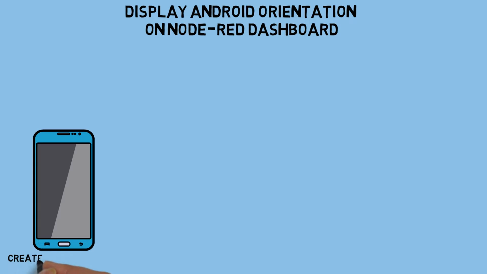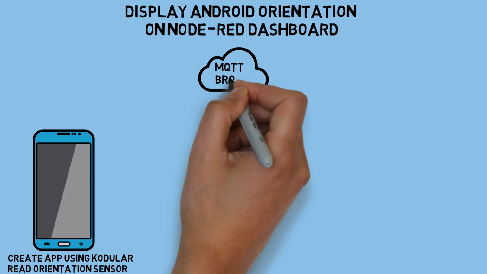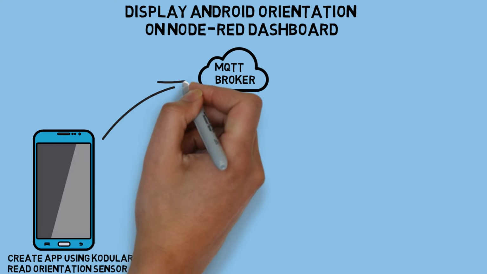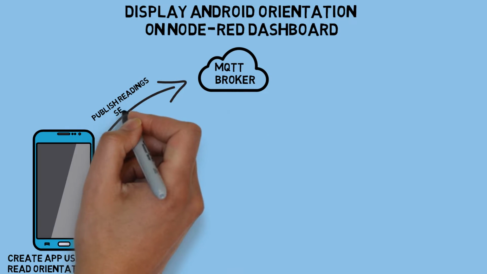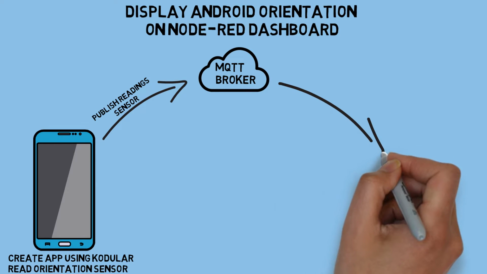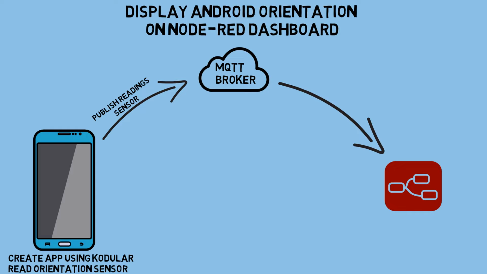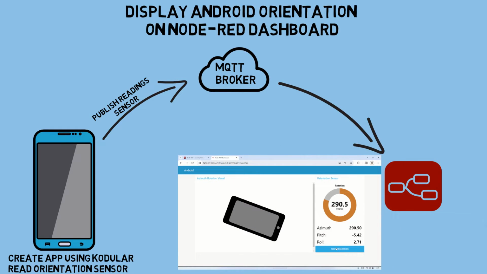In this experiment, I've created an Android application that reads the orientation sensor values using Kodular. Next, at regular intervals, Kodular will send the sensor readings to an MQTT broker in JSON format. The values sent include azimuth, roll, and pitch. Then, Node-RED will receive messages from the MQTT broker, which will subsequently display the received sensor values on the Node-RED dashboard. The animation displayed will visualize the phone rotation obtained from the azimuth value.